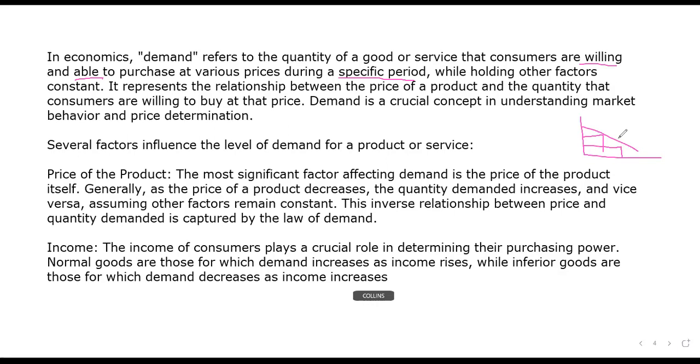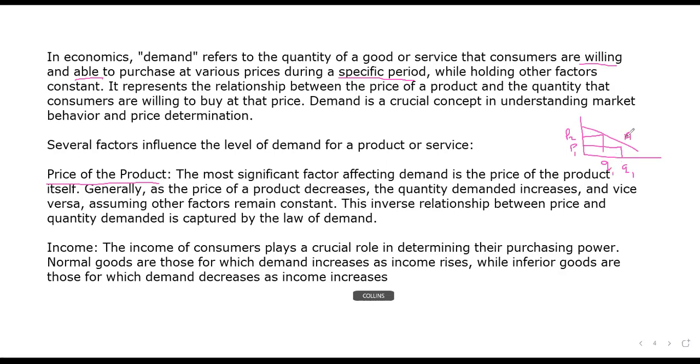Now, there are several factors that affect demand, some of which we are going to now use to explain the concept of elasticity. So, the price of that particular product is the most significant factor that affects demand. It is, in fact, the only factor that causes the movement along the demand curve. If the price of a good increases from P1 to P2, what happens to the demand? Quantity demanded will decrease from Q1 to Q2. So this is causing a movement along this demand curve from point A to point B.